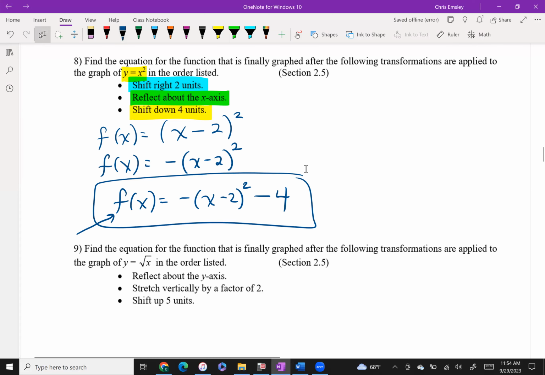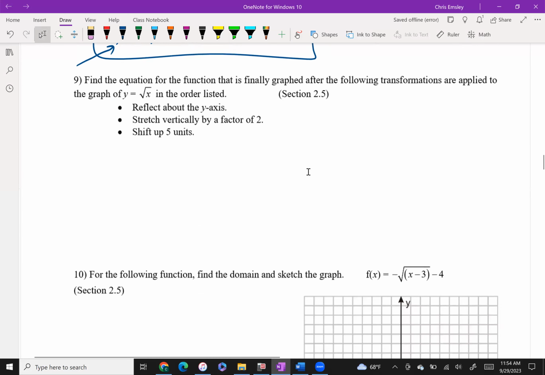Number 9, same kind of problem, just a different parent function. So this time we are starting with square root of x. And let's apply the transformations in order here. So reflect about the y-axis. Over the y-axis, that's a horizontal reflection. So instead of the negative going out front, it goes right there inside the square root symbol.